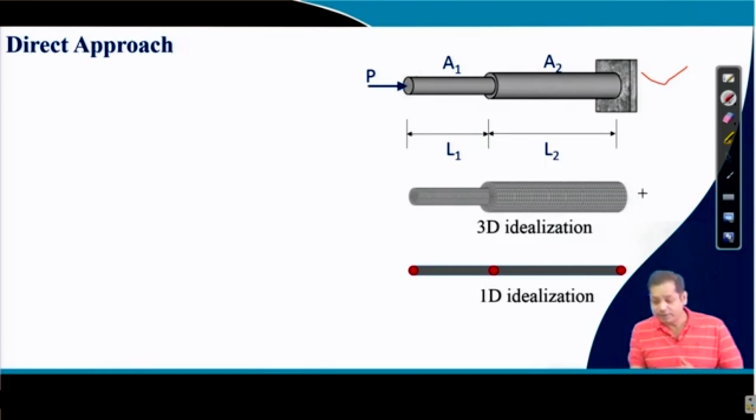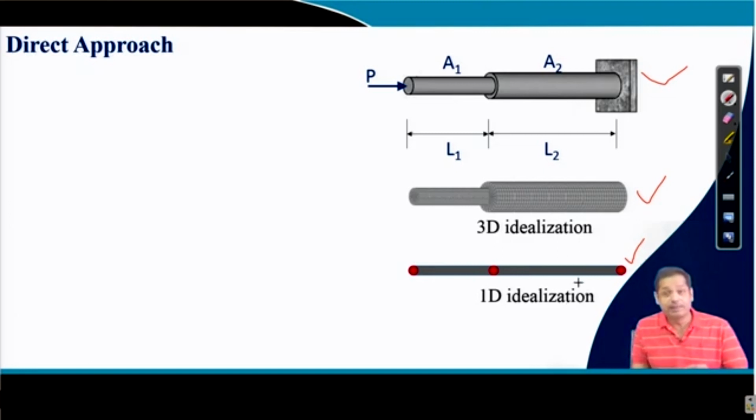And in the second one, though the first is a 3D idealization, in the second case it is a 1D idealization. If we find, for this case at least, that our deformation is in the axial direction, and we are interested in finding the axial force in the member and then the reactions, we are not very much interested in finding what happened across the section, how the stresses and deformations are distributed across the section. If you are not interested in that, then we can go for 1D idealization.